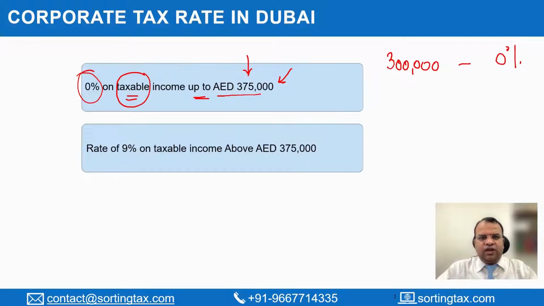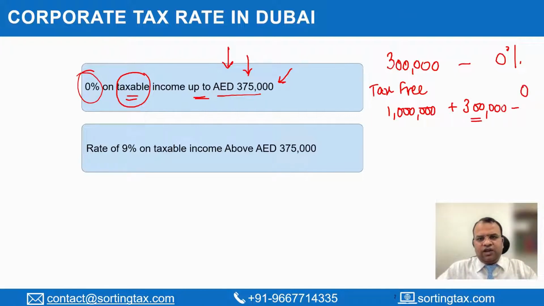Let's say someone has a tax-free or an exempt income of 1 million dirhams, plus he has taxable income of 300,000 dirhams. Even in that case, because the taxable income is less than 375,000 dirhams, the tax payable will be 0.